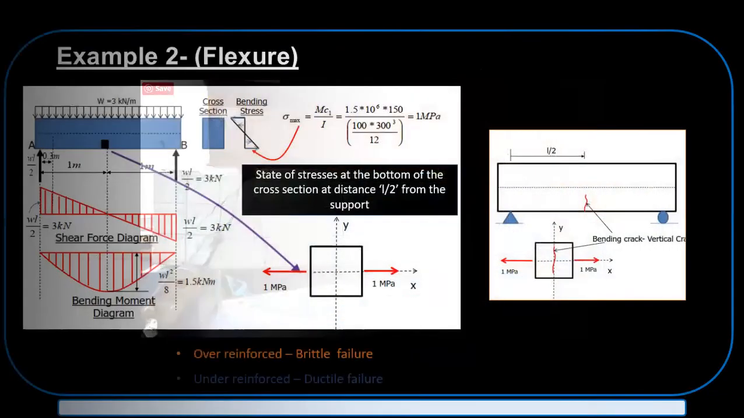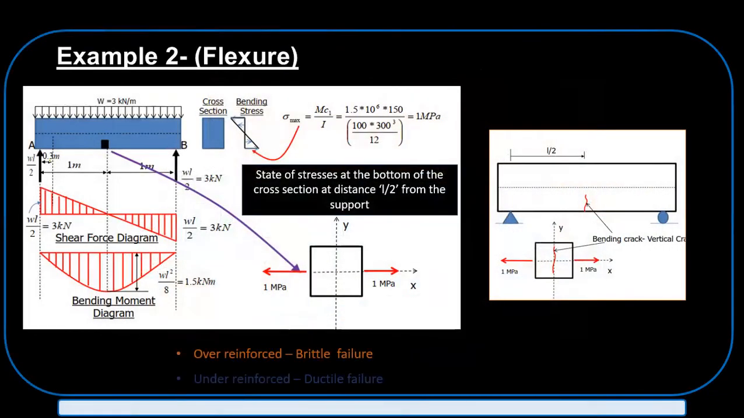But the same thing can be done even for flexure. The flexure becomes critical towards the middle of the beam, and we know that it is critical at the edge fibers. Here it is compression and here it is tension. So we will take the tension element. We have sigma equals My over I, where M is the bending moment, y is the distance, and I is the second moment of inertia. So this is 1 megapascal, right?